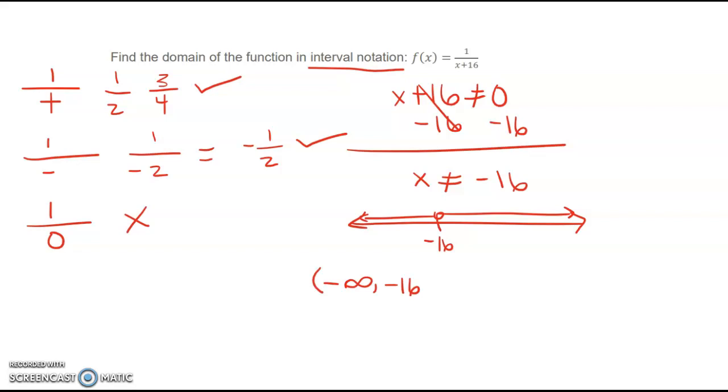Now -16, do we want that to be included? Well, no, we don't, because x cannot equal that. So no on -16, or we'll start up at -16 again and go up to infinity. So what this interval notation says is every number works except -16.